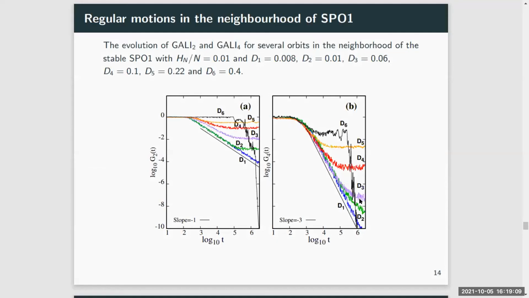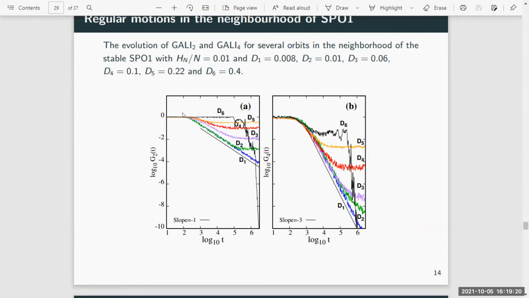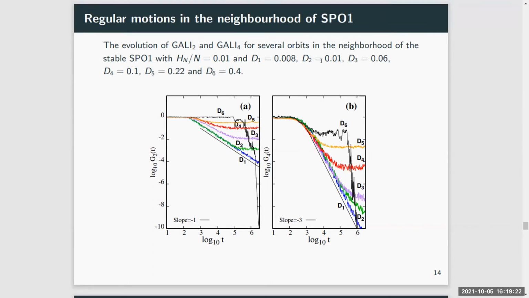Now let us investigate how this behavior changes when the studied regular orbit is taken further away from the stable SPO. To do that, we use different D values here, from D1 up to D6, as you can see here. D1 being close to the SPO1, while D6 is further from the stable periodic orbit. Here we are computing GALIs using a single set of random initial deviation vectors.